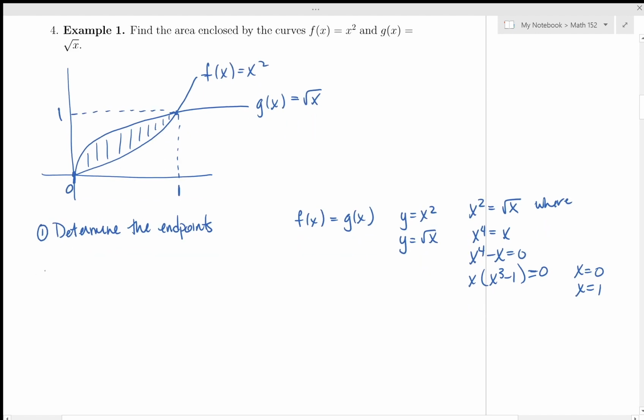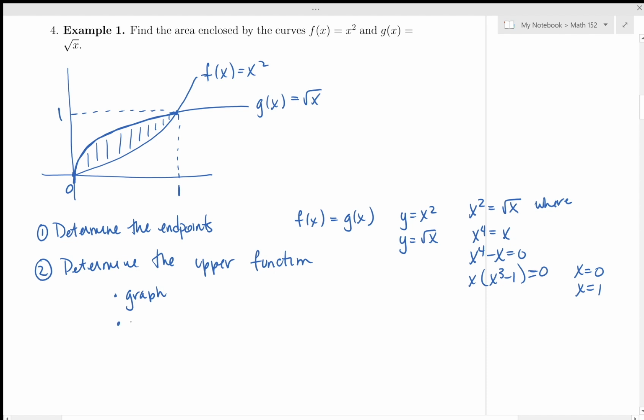Step 2, determine which function is the upper function. It's not always f of x. That is the word upper. Determine the upper function. Okay, in this case, it is g of x. g of x here is above f of x. You could test this with a number in the interval, because you know there are no intersection points in the interval. That means one function has to be bigger than the other for this entire interval. So you could just test.